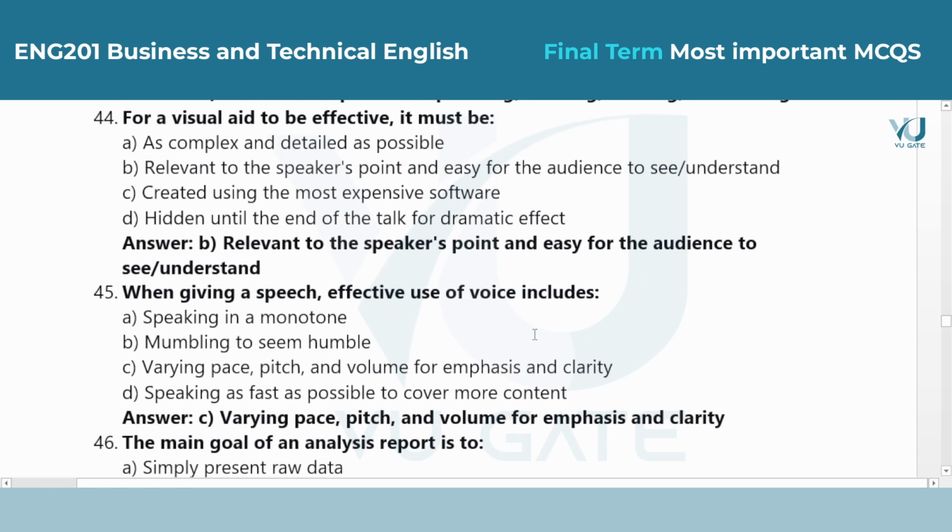44. Question. For a visual aid to be effective, it must be. Answer. Relevant to the speaker's point and easy for the audience to see and understand. Concept. Visuals should support the spoken word and be simple enough for the audience to grasp at a single glance.